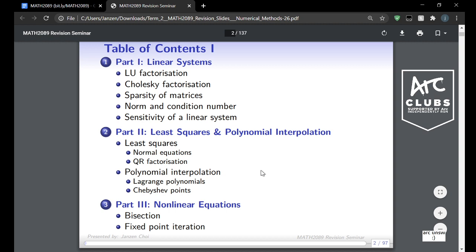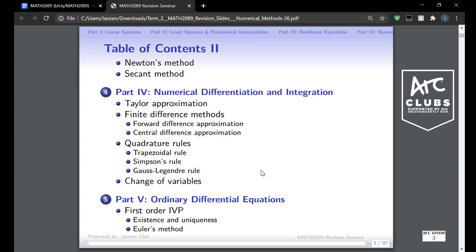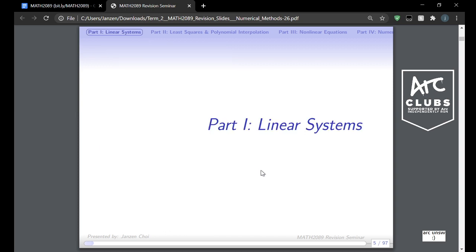Okay, yeah, so today we'll start off with linear systems, then we'll go on to least squares, polynomial interpolation, nonlinear equations, numerical differentiation, integration, ODEs, and PDEs. Yep. So linear systems.